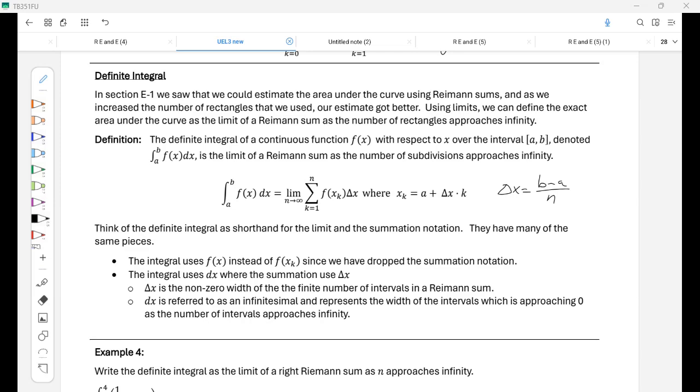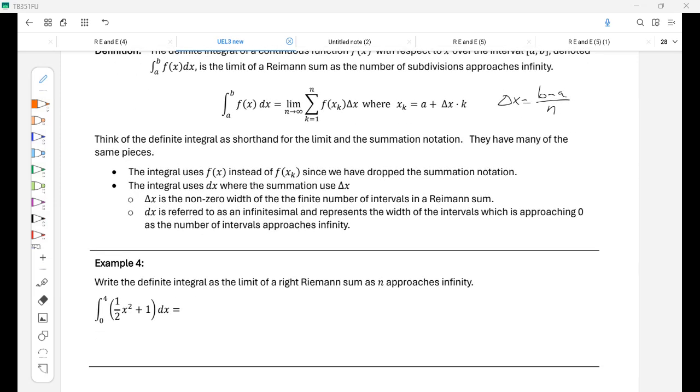All right. Okay, so let's see how this all works. Write the definite integral as the limit of a right Riemann sum as n approaches infinity. A right Riemann sum means you go from k equals 1 to n. If this were a left Riemann sum, I'd write k equals 0 to n minus 1. That's the only difference. Everything else stays the same.